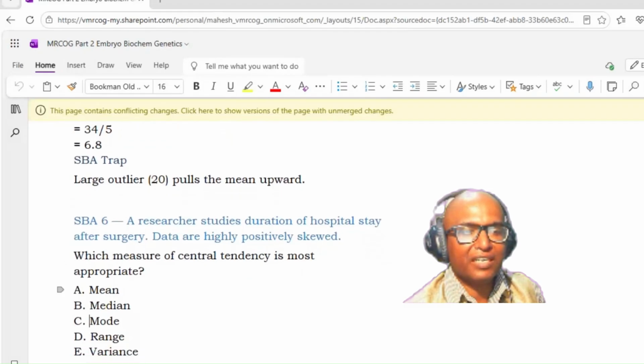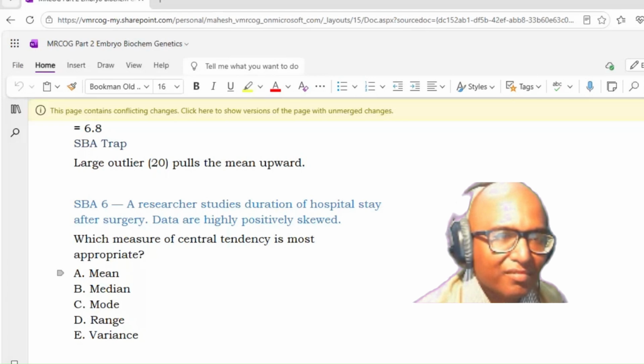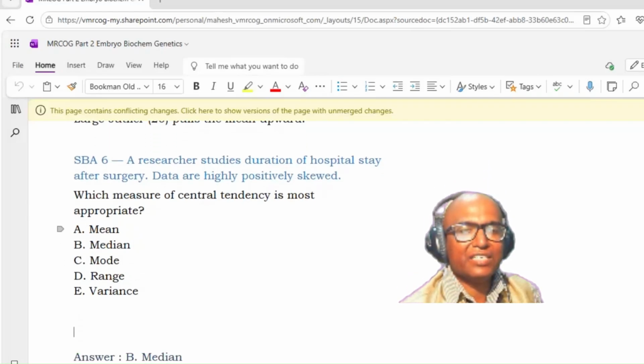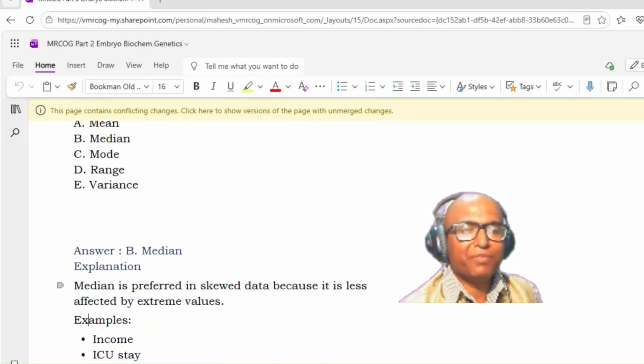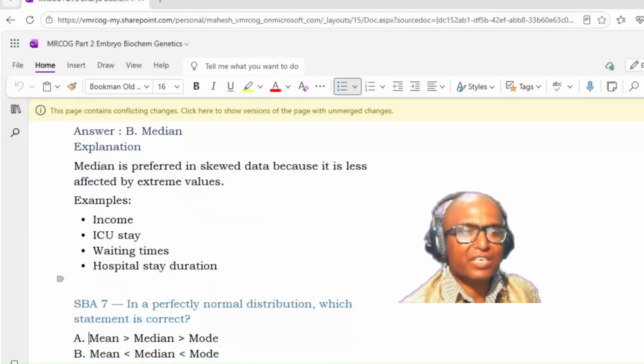Go ahead with the next. A researcher studies duration of hospital stay after surgery. Data are highly positively skewed. Which measure of central tendency is the most appropriate? A mean, B median, C mode, D range, E variance. The answer is B, median. Why? Because it is highly skewed data. Median is preferred in skewed data because it is less affected by extreme values. Examples are income, ICU stay, waiting times, hospital stay duration, etc.